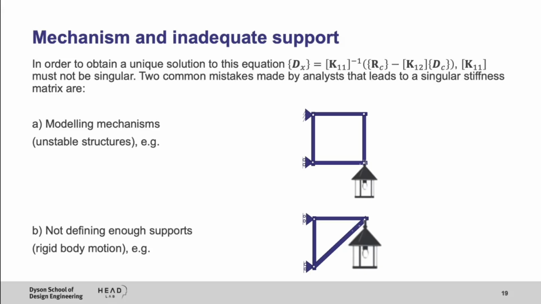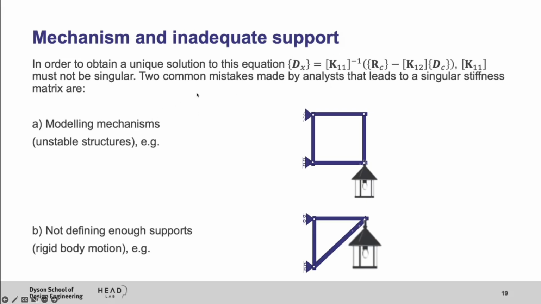Now, in order to obtain a unique solution to this equation, so this is the initial equation that we need to solve, you saw it in the previous slide, this matrix K11 must not be singular. I'm sure you know that this sign means that we are calculating the inverse of this matrix. So we have to invert this matrix, and for this matrix to be invertible, it must not be singular. Otherwise we cannot invert it. Okay, we will run into problems.